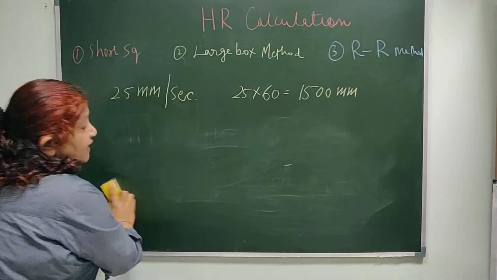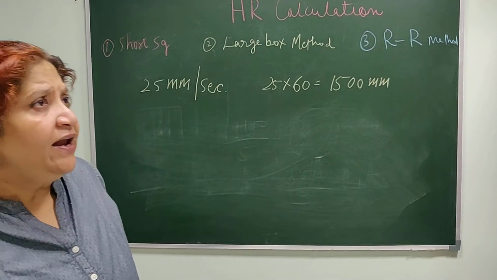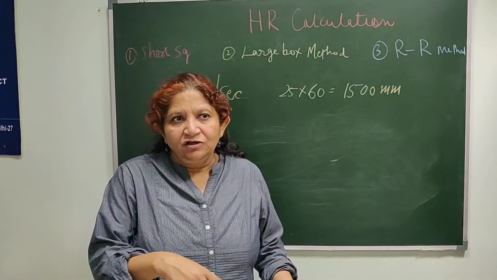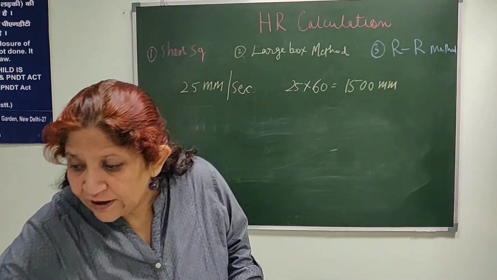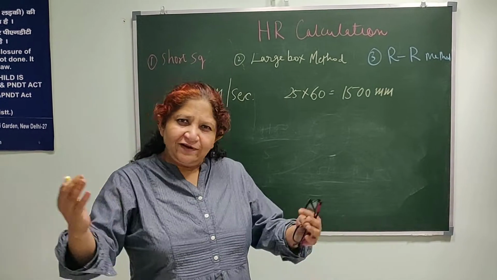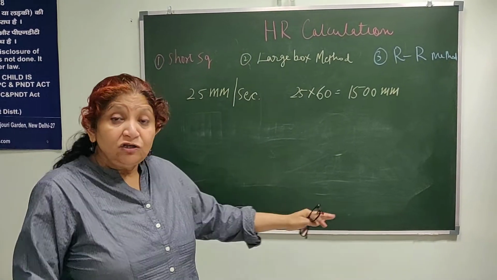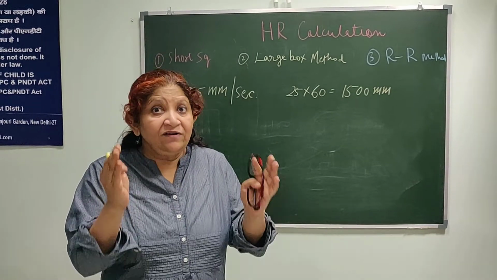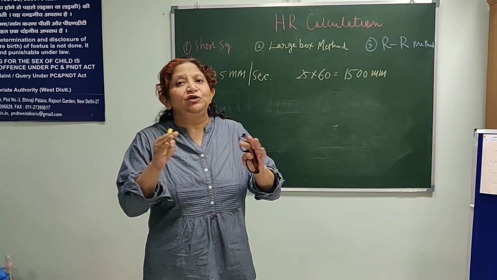Now, this large box method is very good because it is a quick method. So in clinical practice, it is very good for calculating heart rate. We just count the large boxes in between the two R waves, very easy. But it is applicable for normal sinus rhythm, that means when the heart rate is regular and when its rate is between 60 to 100.